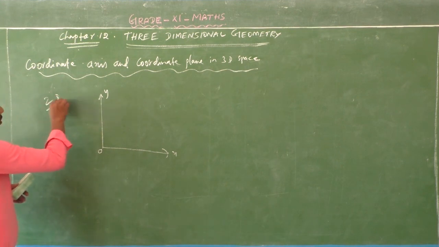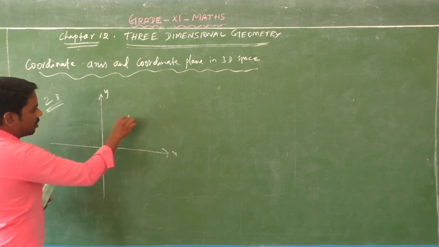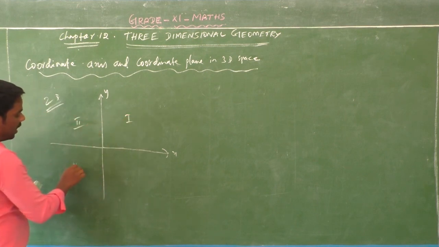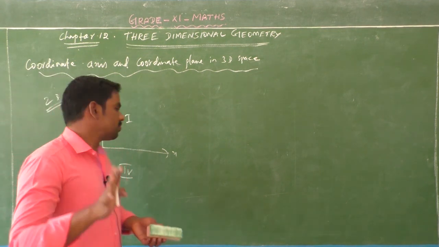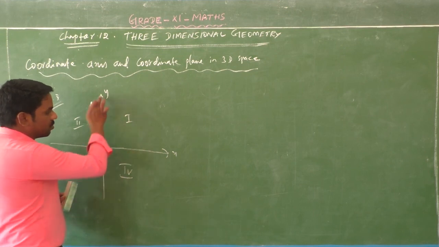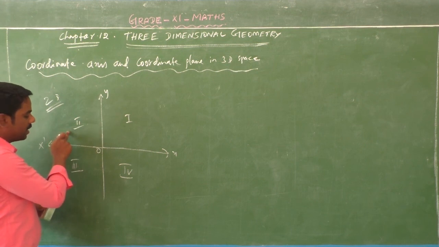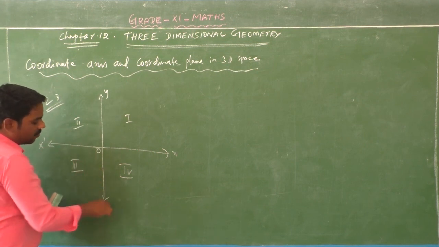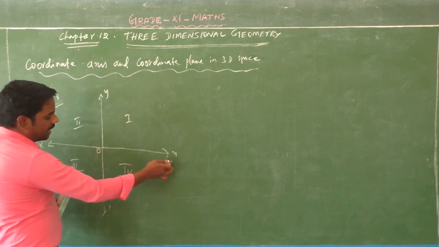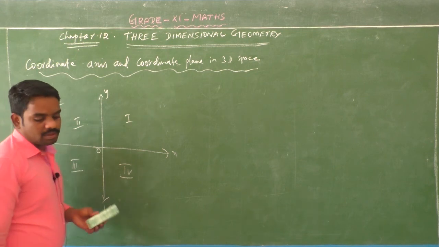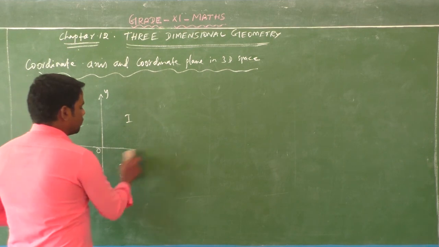In 2D space, you have four quadrants: first, second, third and fourth. XOY is the first quadrant, YOX dash is the second quadrant, X dash OY dash is the third quadrant, and XOY dash is the fourth quadrant. So two-dimensional space has four quadrants.